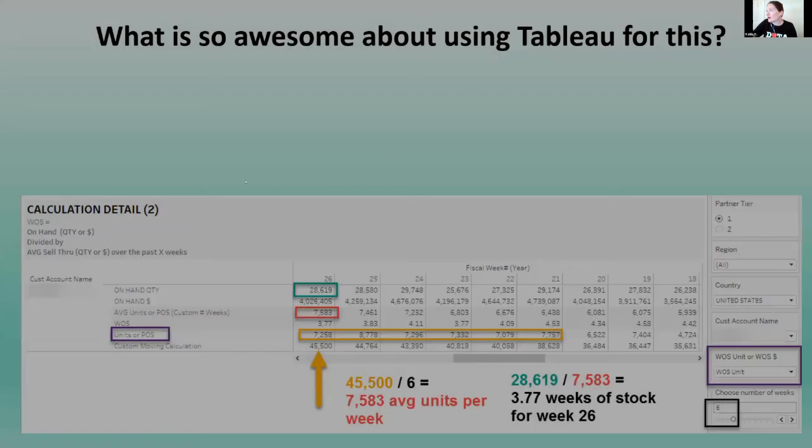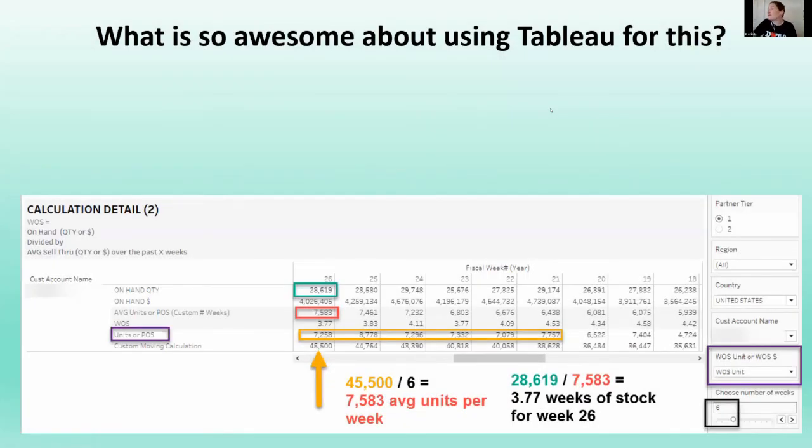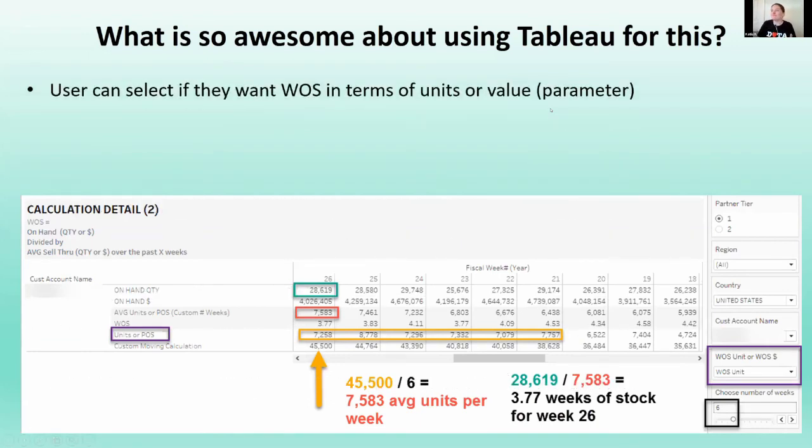I'm going to show you a screenshot of the real report, just to call out a couple things. So why is it so awesome to have this now in Tableau? First thing, the user can select if they want to see weeks of stock in terms of the units or the value of the units. So the user can select what they want to see by use of a parameter. I didn't build that into the sample, but in the actual piece, this has been really helpful because different parts of the business may want to look at it different ways. So this serves different purposes that way.